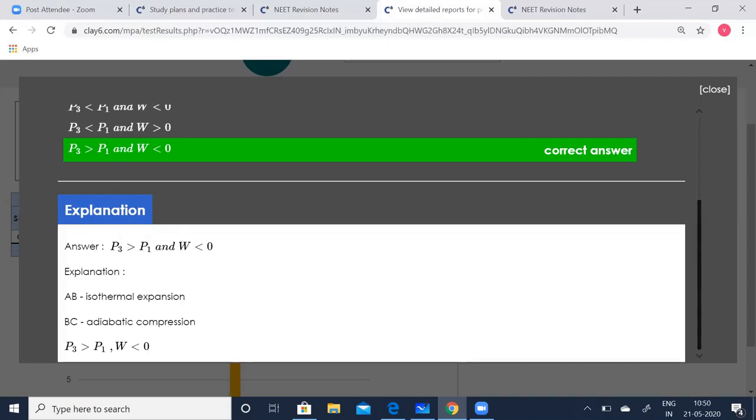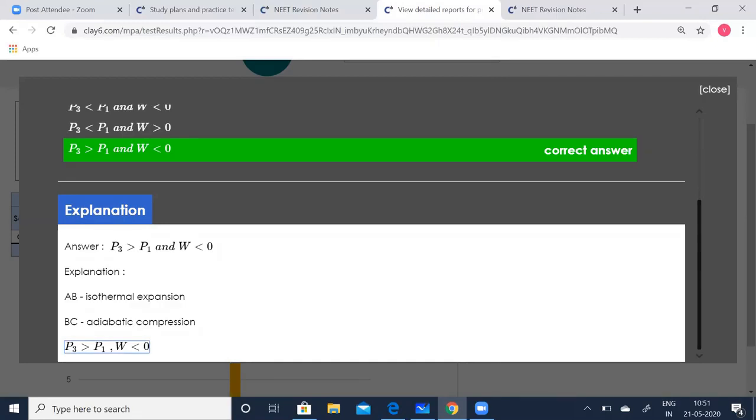We can simply remember that the work done during the adiabatic compression is going to be more. So you can say P3 is greater than P1, and the work done during the adiabatic compression is more. That is why the net work done, magnitude wise, is the work done by the isothermal change plus the work done in the adiabatic change, but the adiabatic work is going to be more, and that has a negative magnitude. So that negative sign means W is lesser than 0.